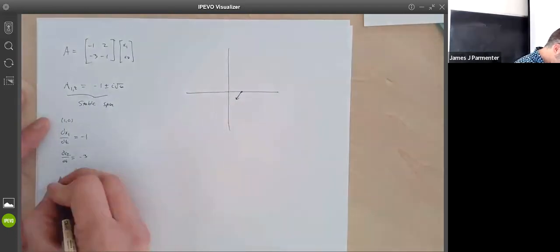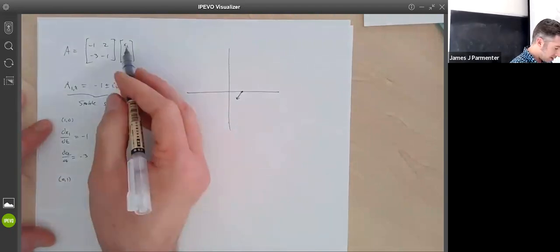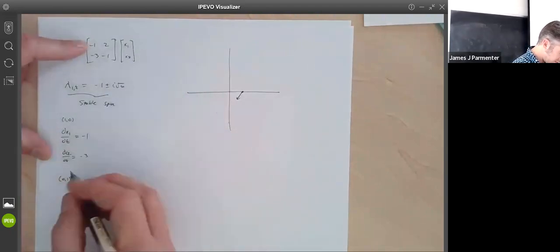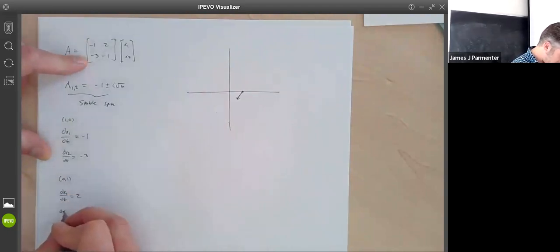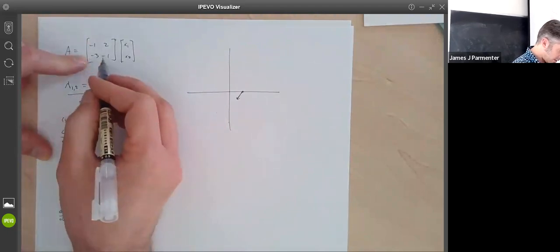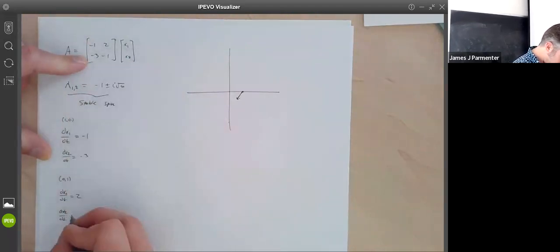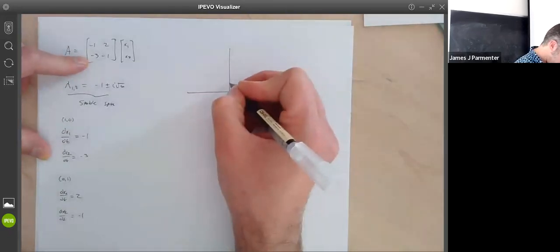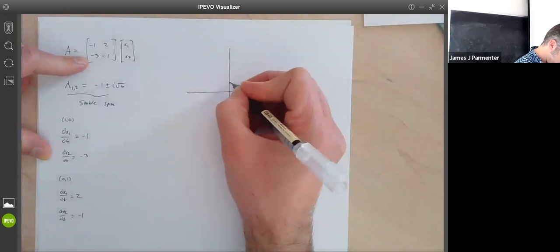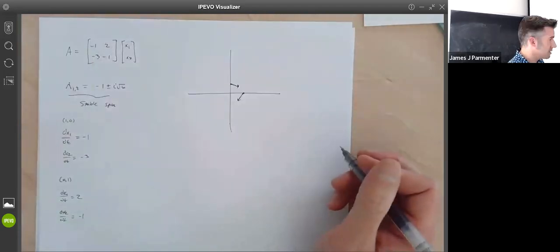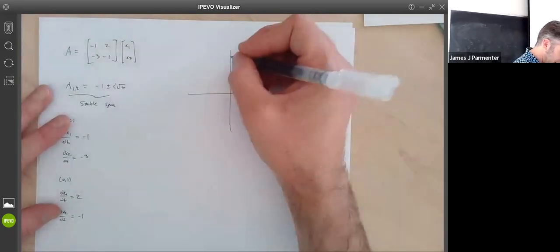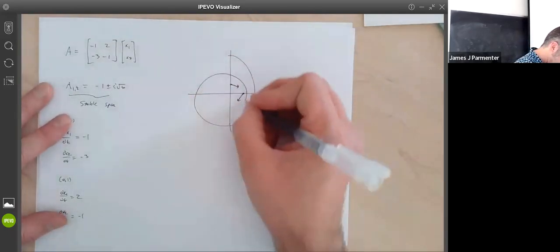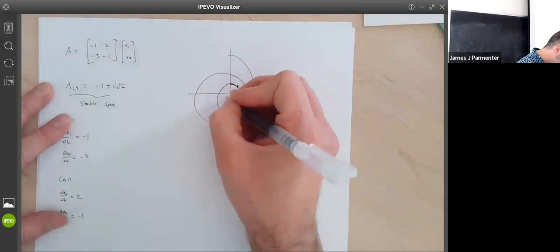Let's look at one more point. (0, 1): dx1/dt is going to be 2, and dx2/dt is going to be -1. So at this point here, I'm going right and down. Yeah, I'm pretty convinced that if I'm spiraling, I couldn't be spiraling counterclockwise. I'd have to be spiraling in this sort of way.